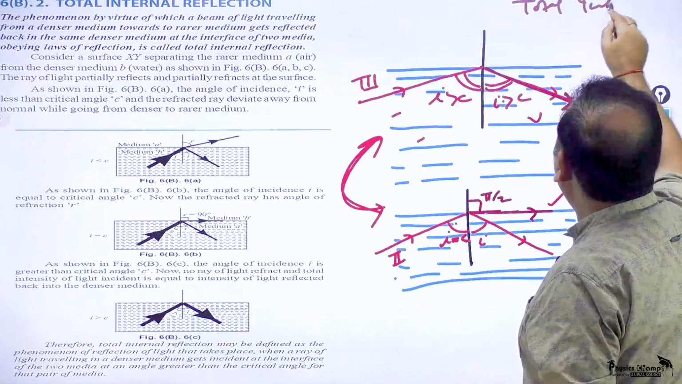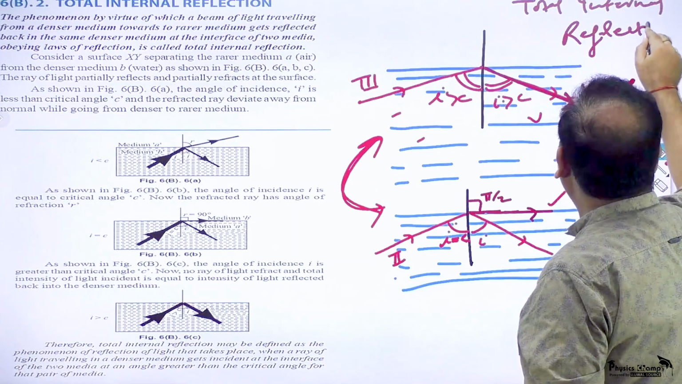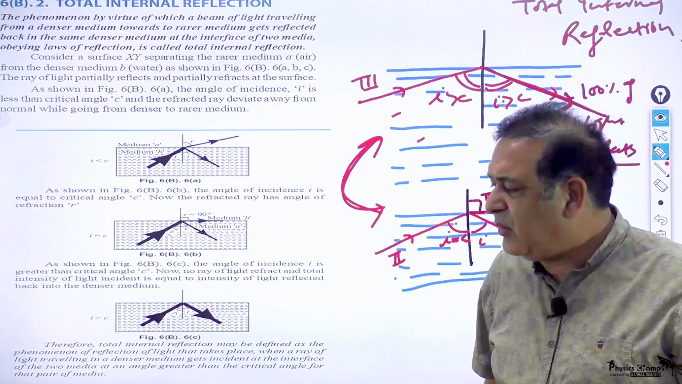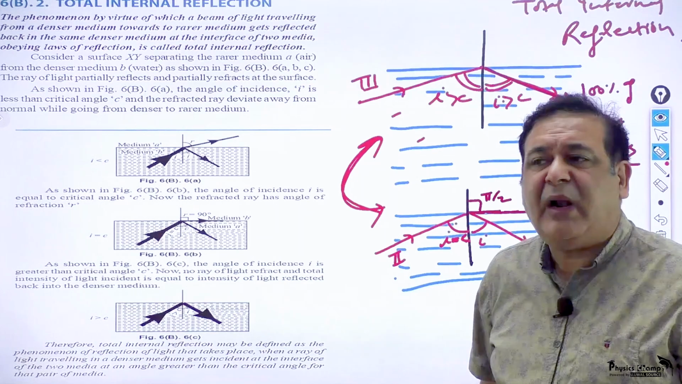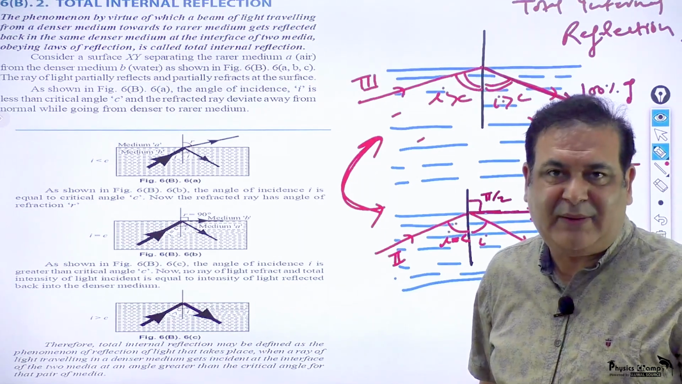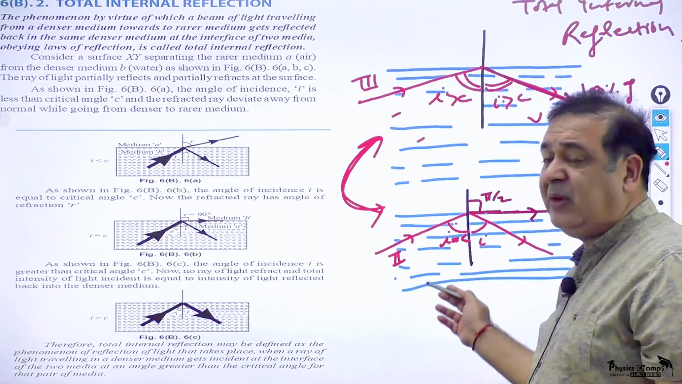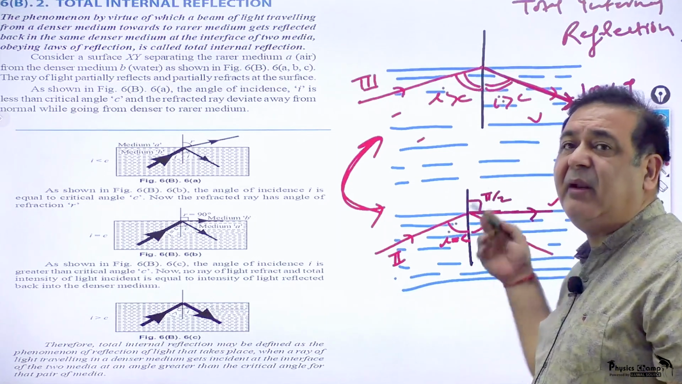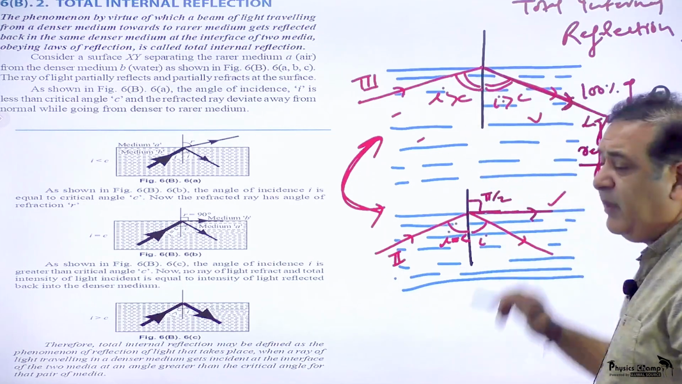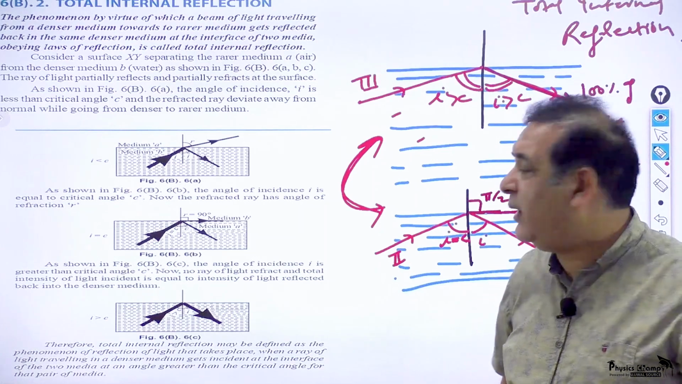Total internal reflection. So if I ask you, what is total internal reflection? Why should we call it total internal reflection? So our answer is because this time it is 100% of the light beam going from denser medium to rare medium that reflects back. It is not usually so. In usual conditions, partly it reflects, partly it refracts. But in total internal reflection, it is 100% of the light beam which reflects. It follows the law of reflection. That's why we call it total internal reflection.